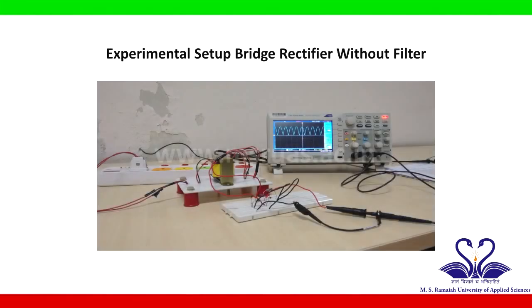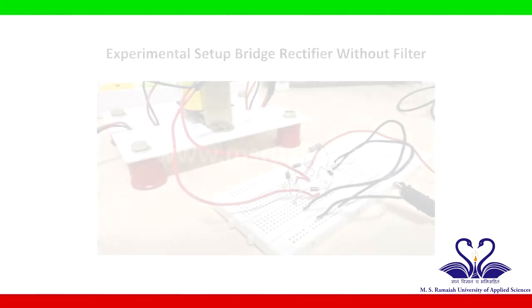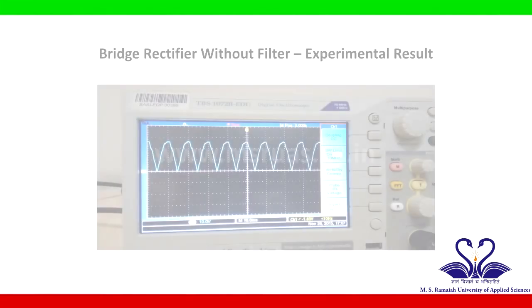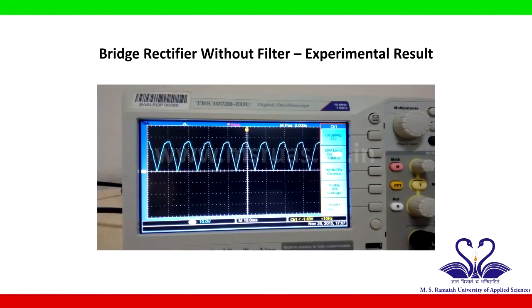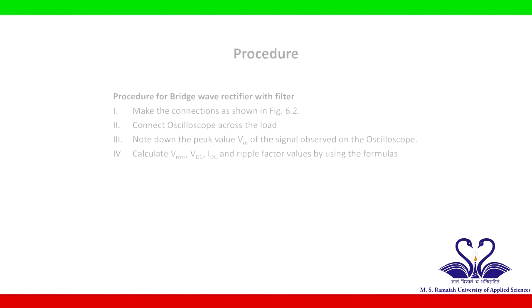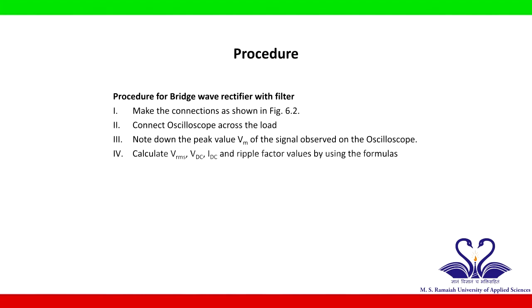The figure shows the experimental setup of the bridge rectifier without filter. It shows the experimental result of the bridge rectifier without filter. The next figure shows the circuit diagram of the bridge rectifier with filter capacitor. The experimental setup is made as per the circuit diagram.